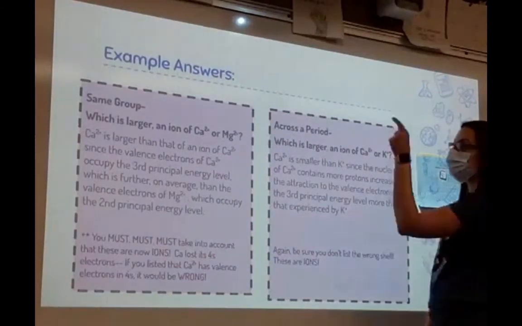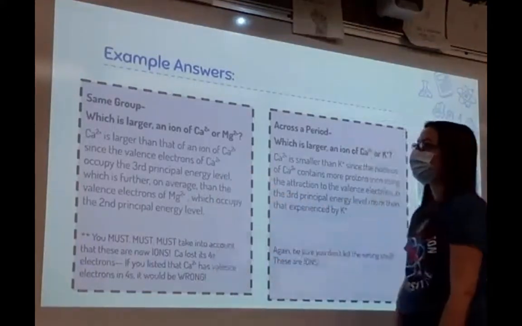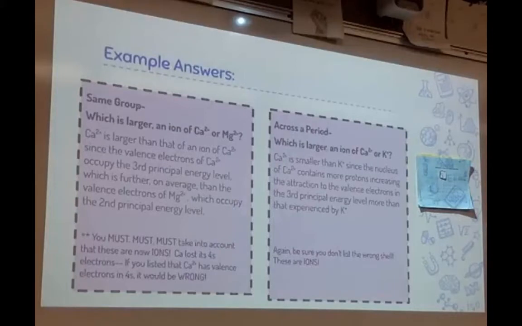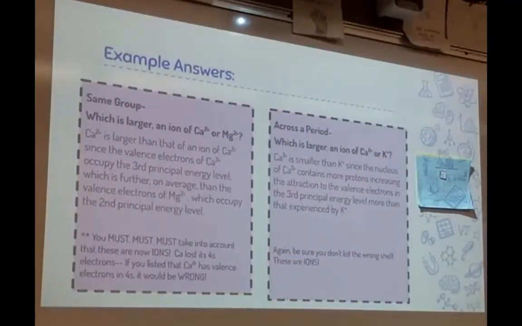So then we still are looking at ions that are in different rows. And so Ca2+ is actually going to be larger because the valence electrons occupy n equals 3, which is going to be farther than n equals 2, which is where magnesium's valence electrons are. Here's the biggest thing with this question. Please remember that if you're focusing on ions, make sure you're talking about them as ions. Calcium's valence electrons are no longer in n equals 4. It's no longer in the 4s because it's lost those 2 electrons. So they're now in the 3p. So just keep that in mind.